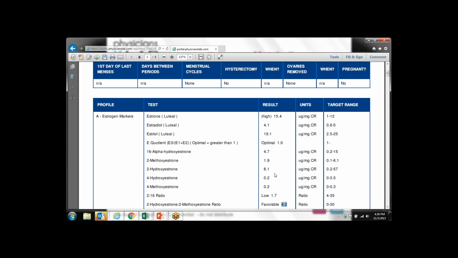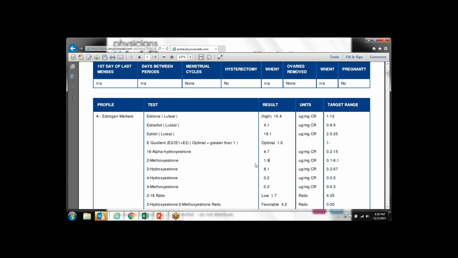I really want to have at least 25% of my 2-hydroxyestrone number in 2-methoxyestrone. So I really want to have at least 4 times more 2-hydroxy to 2-methoxy as well. So when I'm looking at this, I'm saying, okay, I really need to protect my receptors from this 16-alpha-hydroxyestrone because of my low 2 to 16 ratio, and I really need to increase my methylation.